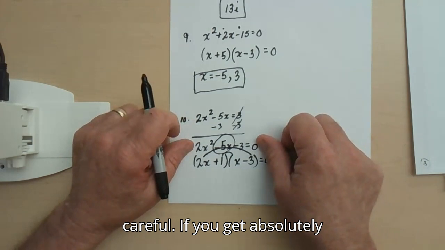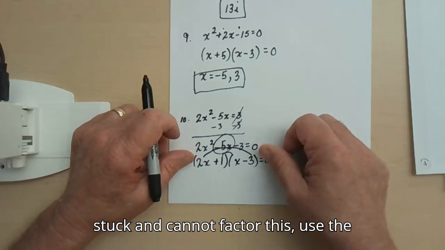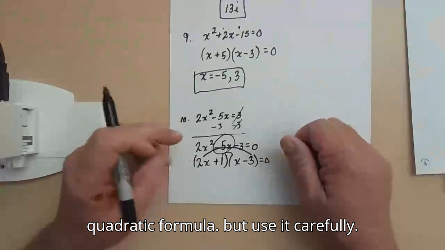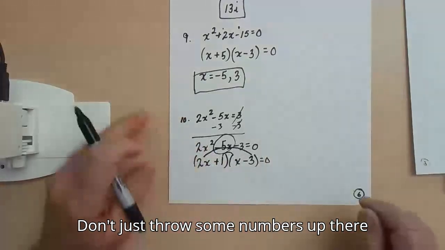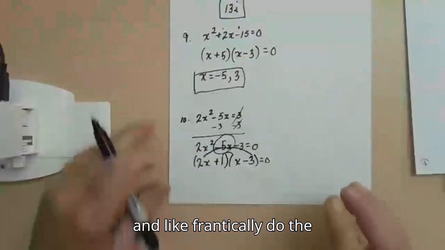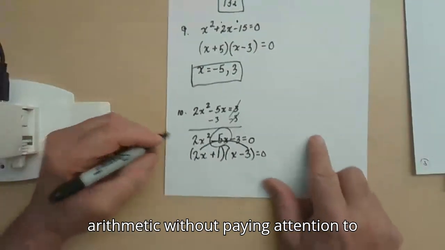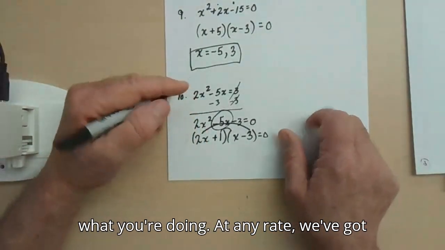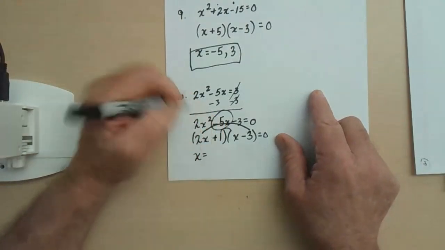If you get absolutely stuck and cannot factor this, use the quadratic formula, but use it carefully. Don't just throw some numbers up there and frantically do the arithmetic without paying attention to what you're doing. At any rate, we've got it factored. What are the solutions?